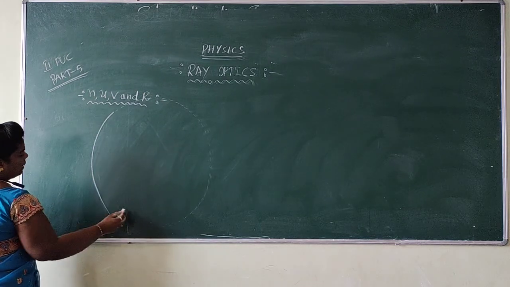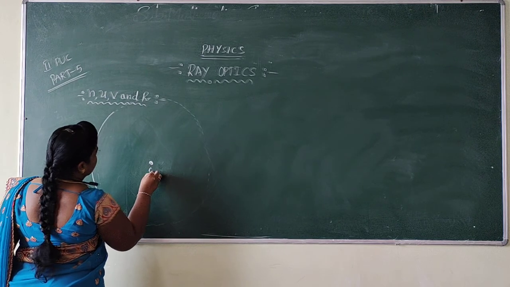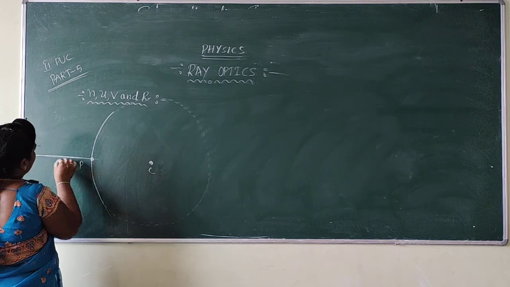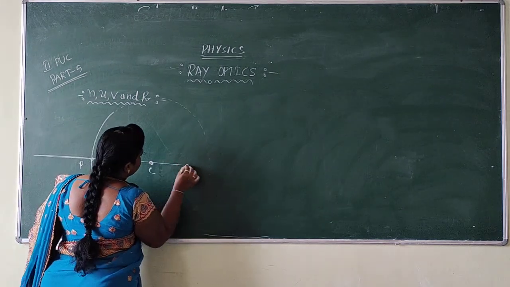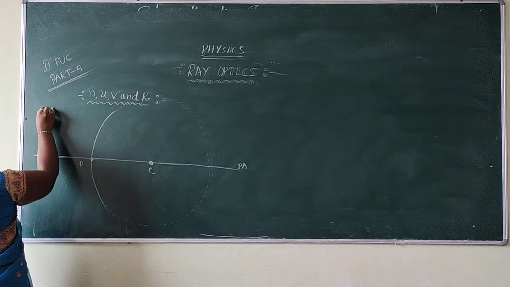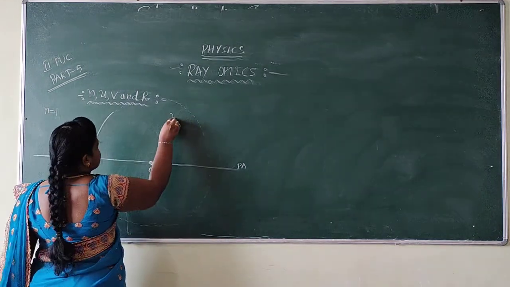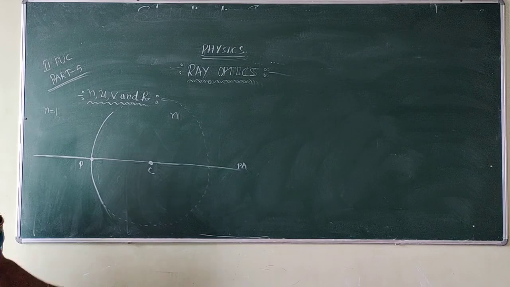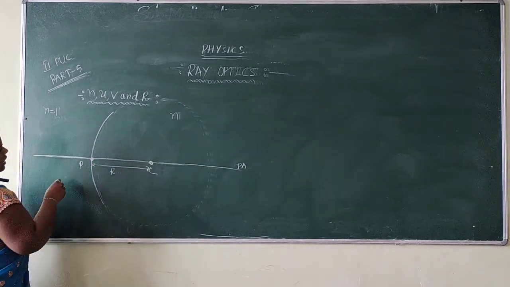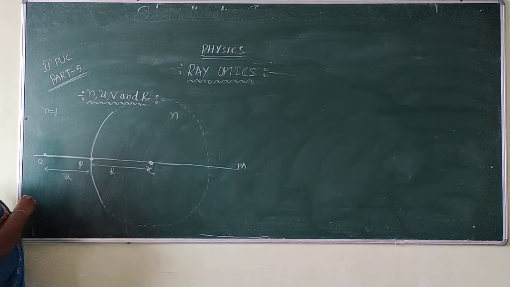I am going to draw the aperture. This is the center of the sphere, or the center of curvature, whereas this is the pole. The line drawn from the pole through the center of curvature is the principal axis. This is an air medium, a rarer medium with refractive index 1, and this is a glass medium with refractive index n. The distance between the pole and the center of curvature is the radius of curvature R. I take an object O at a distance of u from the pole.